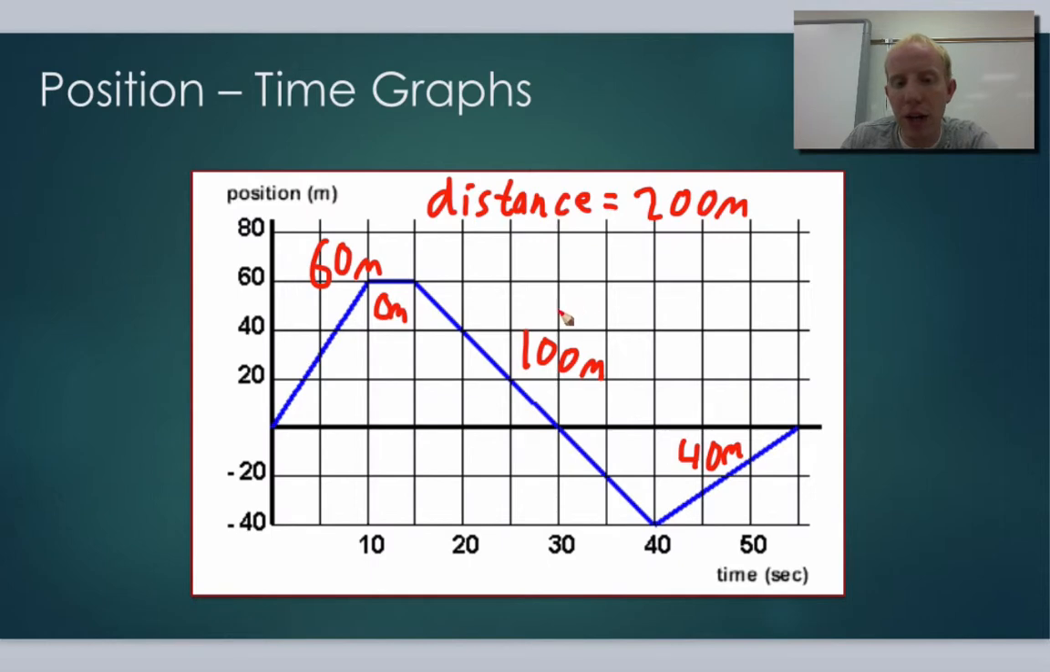We can also find its displacement. It started at 0 meters and it ended at 0 meters, so its displacement, or its change in x, is 0 meters. We can figure out these values just by looking at the graph. That's what's really nice about these graphs, there's so much information we can pull out of them just by analyzing the different lines and things like that.